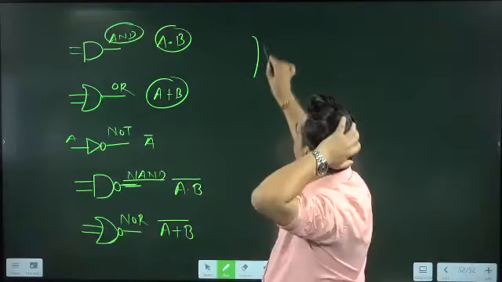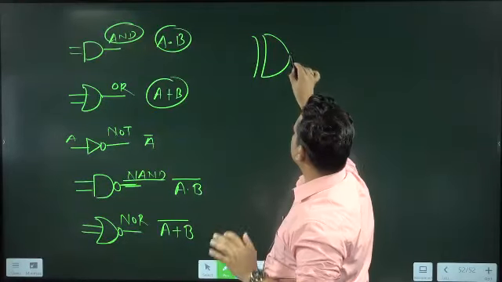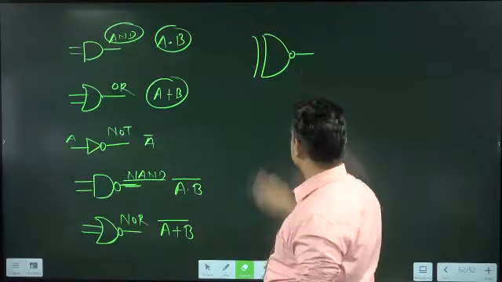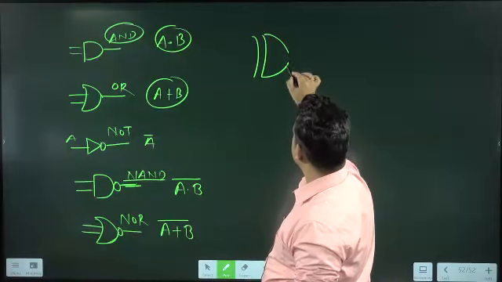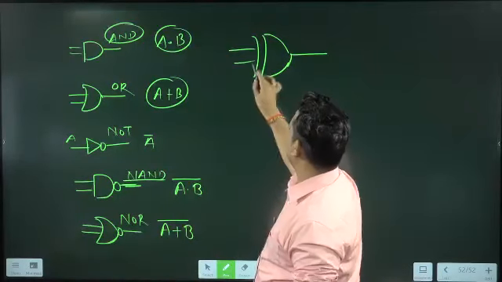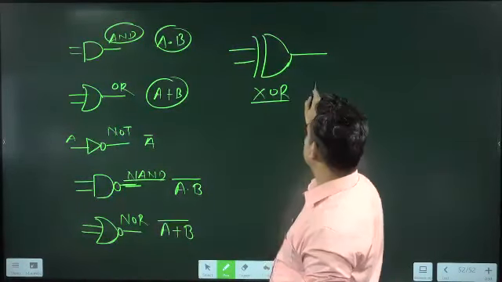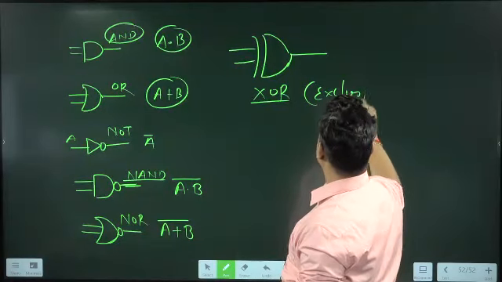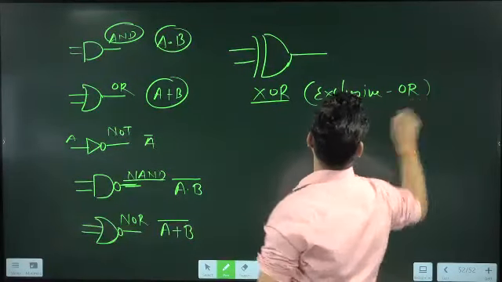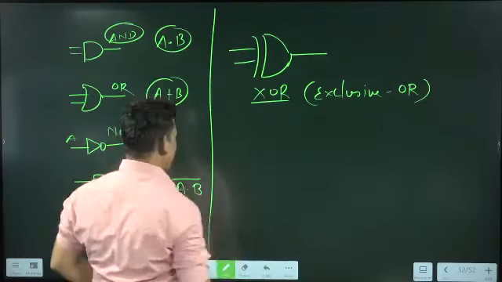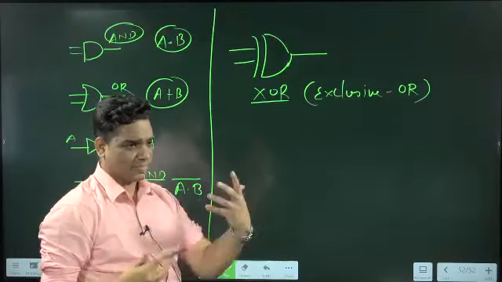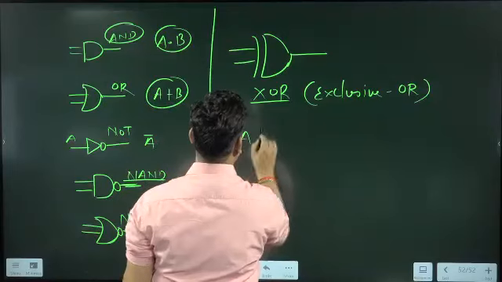So I will take one more gate to remember. This is your XOR, meaning the one with the circle here. This is your XOR, exclusive OR. This is known as your exclusive OR. What is exclusive OR? Basically, exclusive OR means you like exclusive things. I will draw the truth table of this so that you can remember.